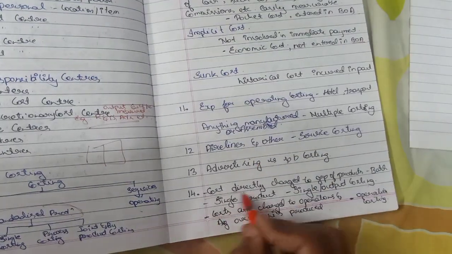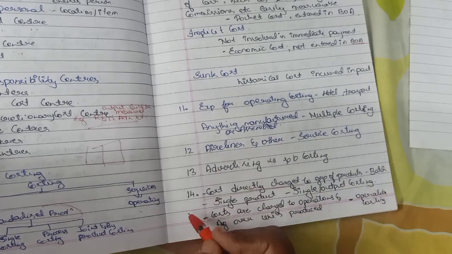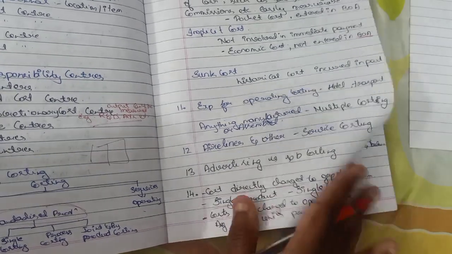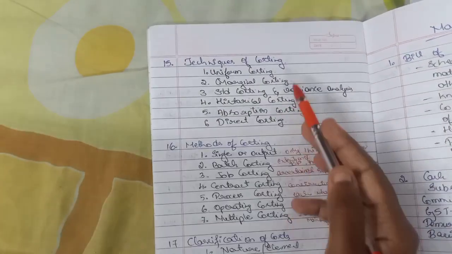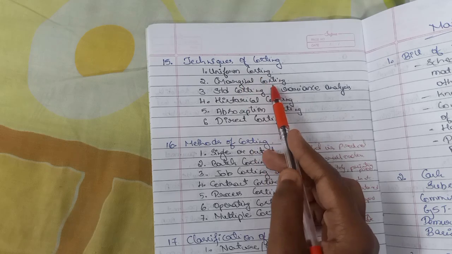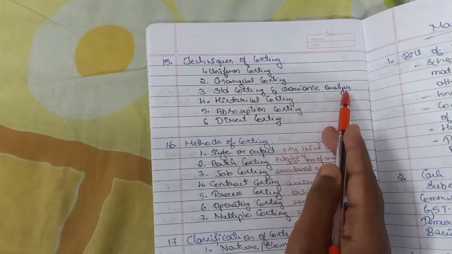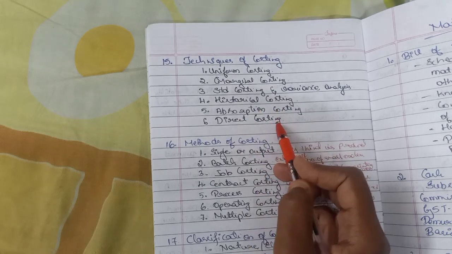They'll be giving this type of questions and they'll be asking to name the type of costing. We have seen this type of questions in the exam. What are the techniques of costing? The techniques of costing are uniform costing, marginal costing, standard costing and variance analysis, historical costing, absorption costing, direct costing.